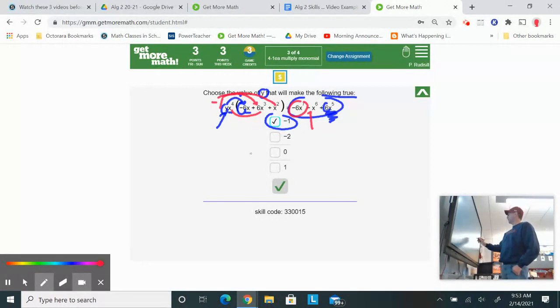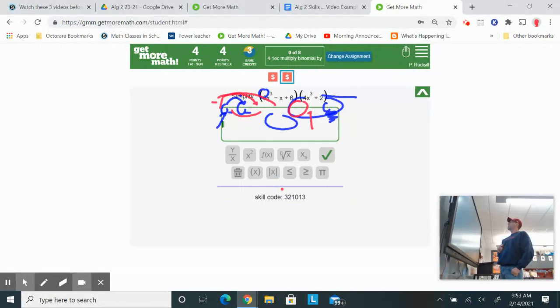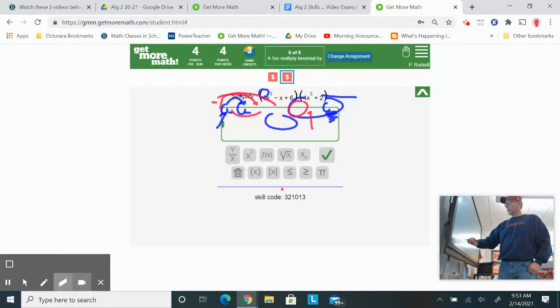Oops, let me hit the check mark. I changed it to a pen, so I need to change it back to my cursor. And it worked. I'm not sure why I didn't get my smileys or my hearts raining down there. So that's how you do those problems. Do your best.